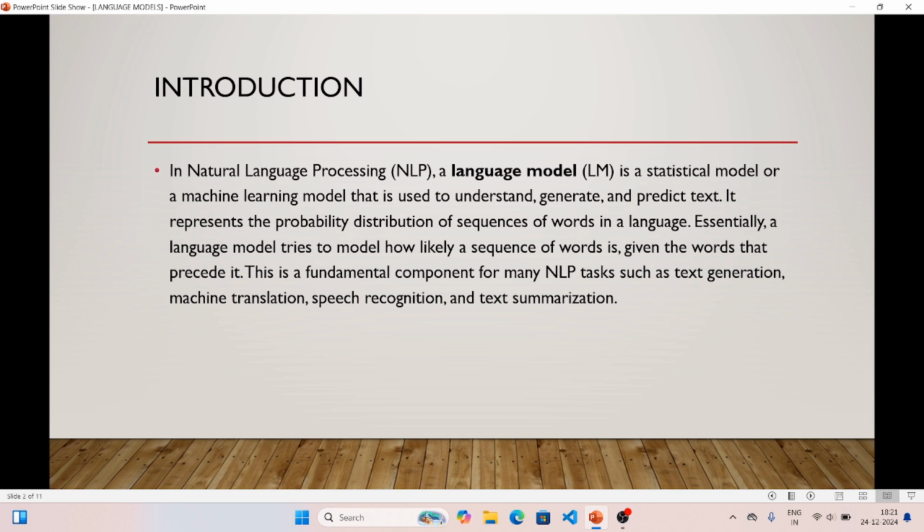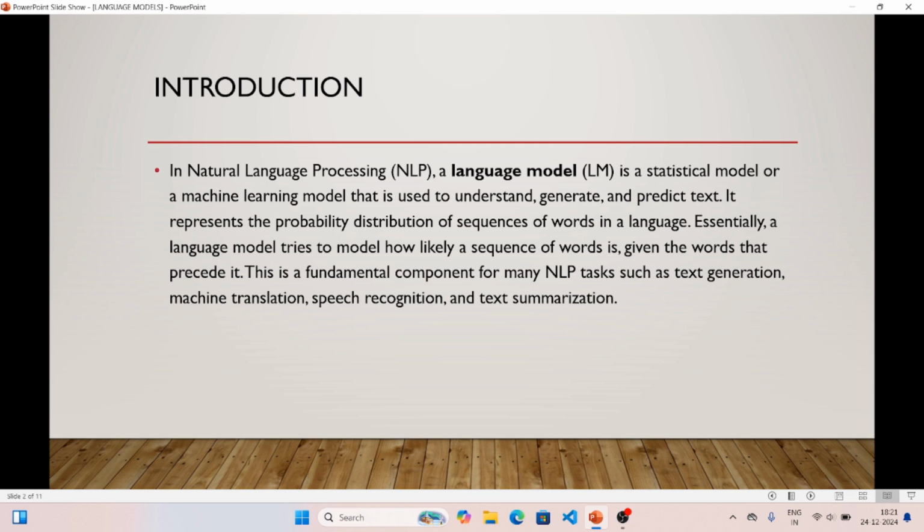Text generation. It can also help to create new sentences or text. For example, if you give it a start like "once upon a time," it might generate a full story based on the pattern it learned.